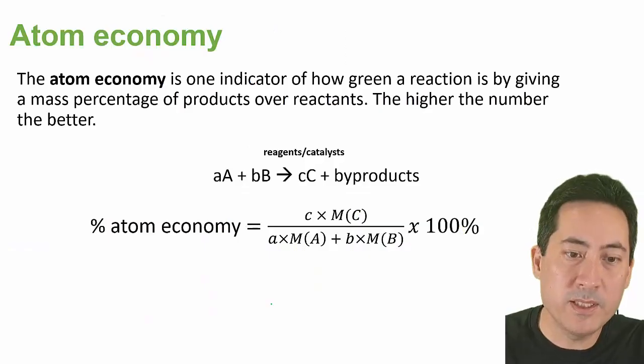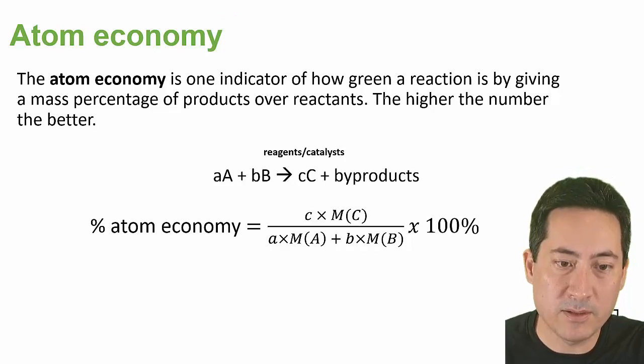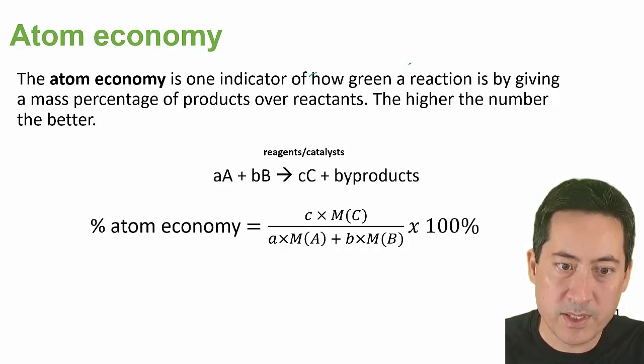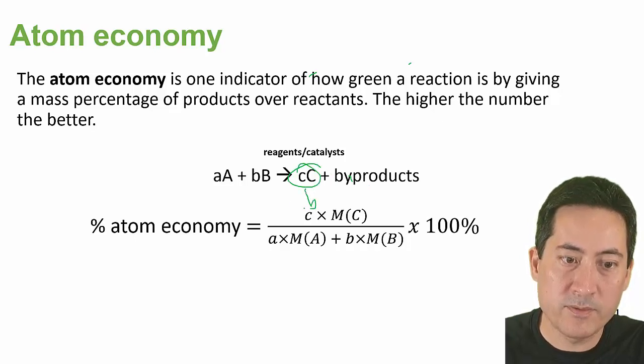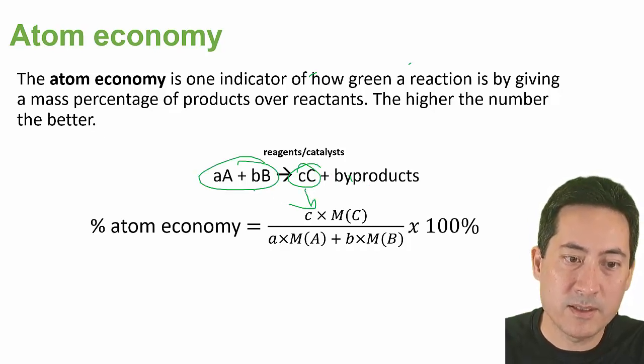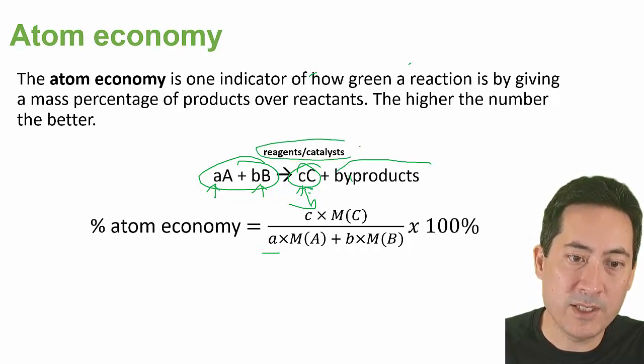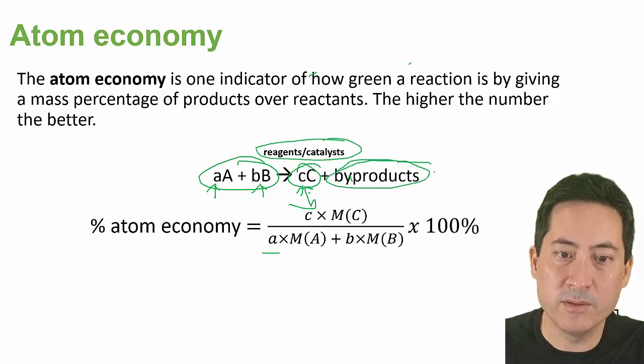So atom economy simply looks at the mass of the reactants and the mass of the product. So the mass of the products here divided by the mass of the reactants. Don't forget you'll need to times it by the correct stoichiometric ratio, so it'll have to be a balanced equation that you use. And you don't include anything else. So reagents, catalysts, and byproducts are all ignored.